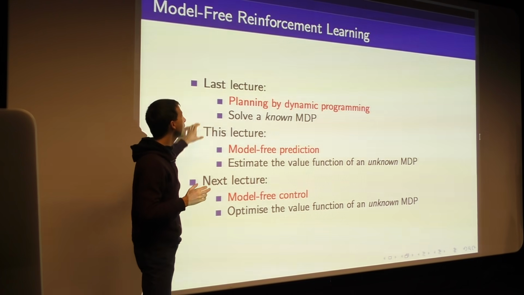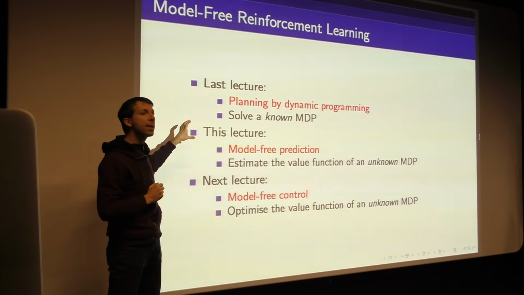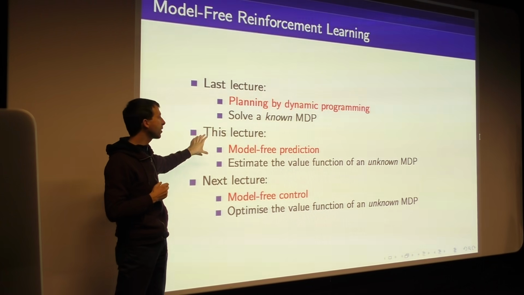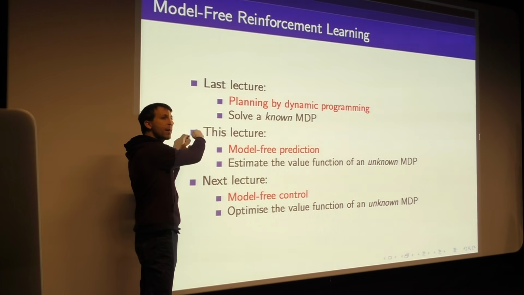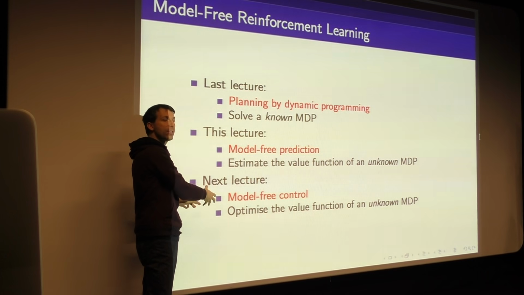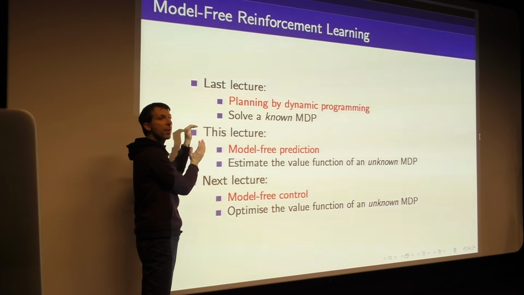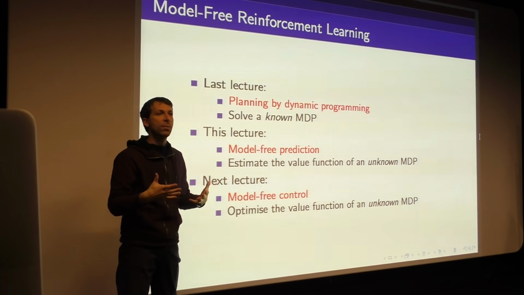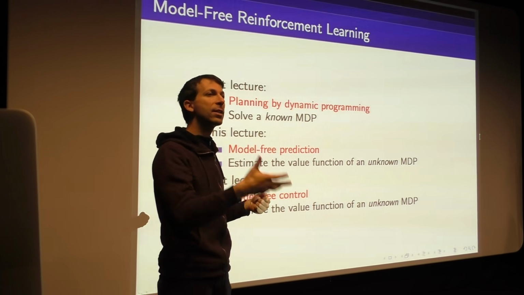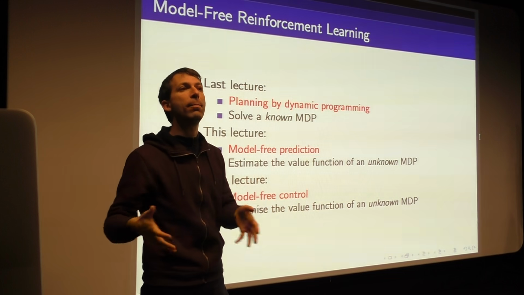But just like in the dynamic programming case, we're going to break it down into two pieces. We're going to break it down into policy evaluation, and then we're going to use our methods for policy evaluation to help us do control. In this lecture we're going to focus just on the policy evaluation case. We're just going to look at prediction. We're just going to ask the question, if someone gives us a policy, how much reward will we get for that policy?